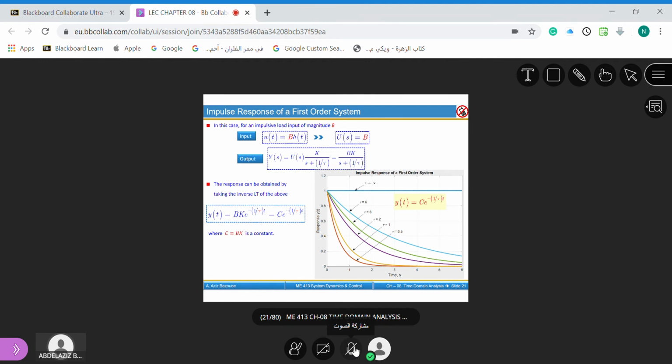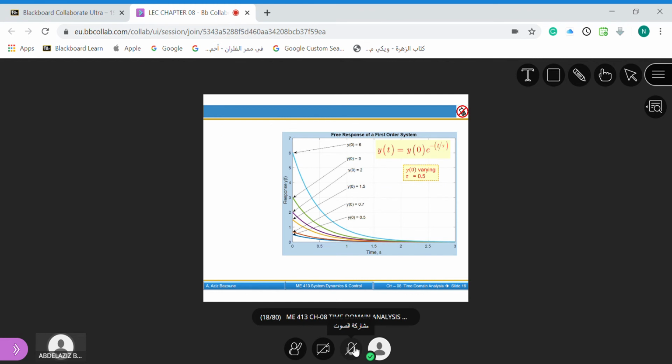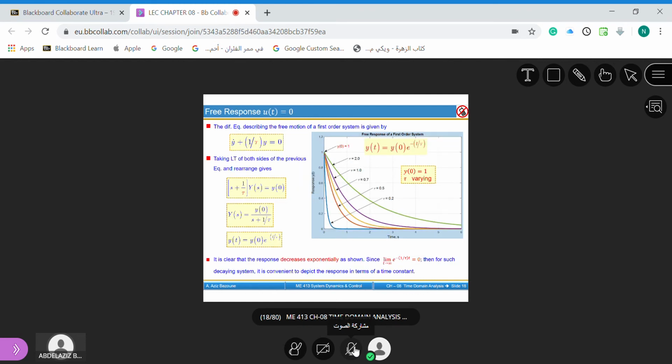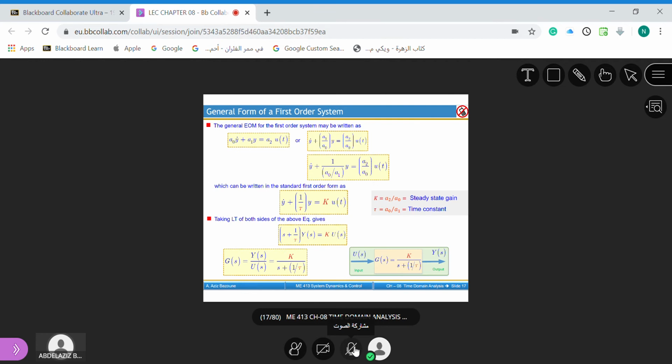Now, Shabab, if you have an impulse for a first order system, remember the impulse is simply given by B delta T. And the Laplace transform of the impulse is simply B. Now, if you remember, we wrote the original equation for the transfer function in this form. This is our transfer function. So now we are given this equation, and we are given U of S.